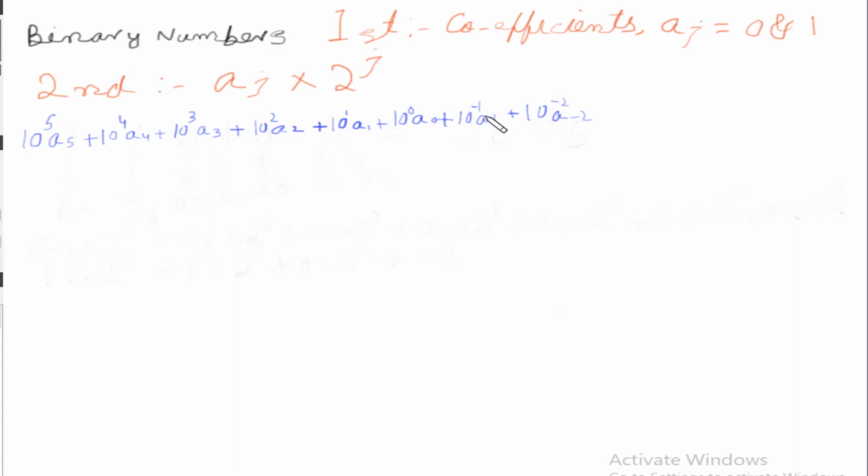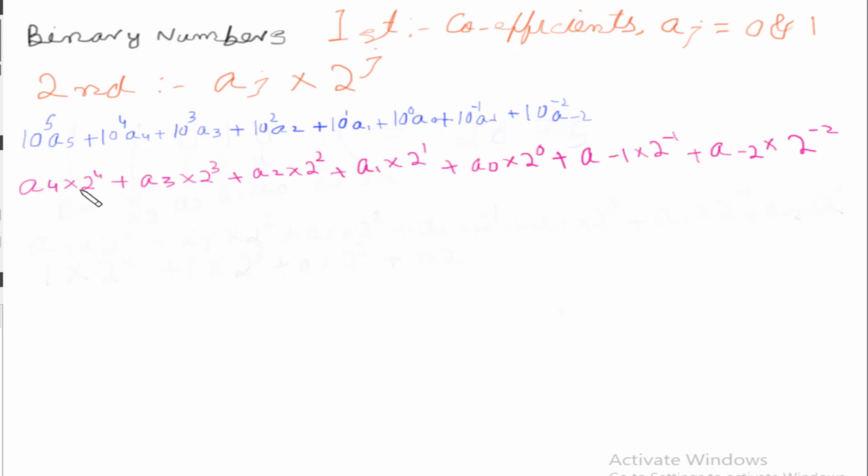Well, I also write for the binary number system a sub 4 into 2 raised to power 4 plus a sub 3 into 2 raised to power 3, that is 2 cube, plus a sub 2 into 2 raised to power 2 plus a sub 1 into 2 raised to power 1 plus a sub 0 into 2 raised to power 0 plus a sub minus 1 into 2 raised to power minus 1 plus a sub minus 2 into 2 raised to power minus 2. Let me name the first expression 1 for the decimal number system and this expression 2 for the binary number system.